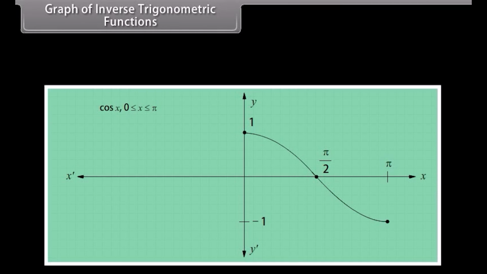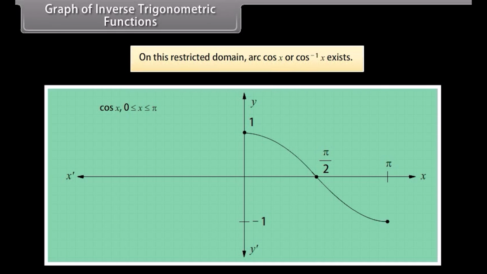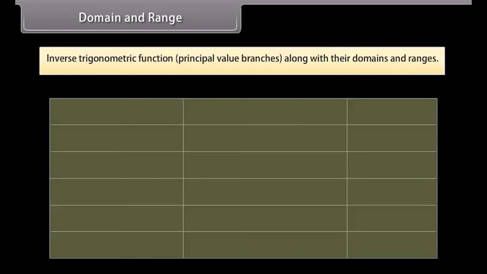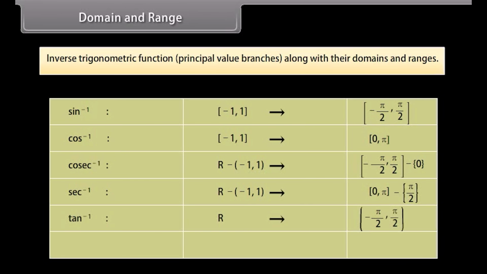The derivations of the graphs of arc cos x and arc tan x are similar to that of arc sin x. In both instances, intervals must be restricted. For arc cos x, we use the [0, pi] piece. On this restricted domain, arc cos x or cos inverse x exists. Domain and range. Look at this table now. It gives the inverse trigonometric function principal value branches along with their domains and ranges.